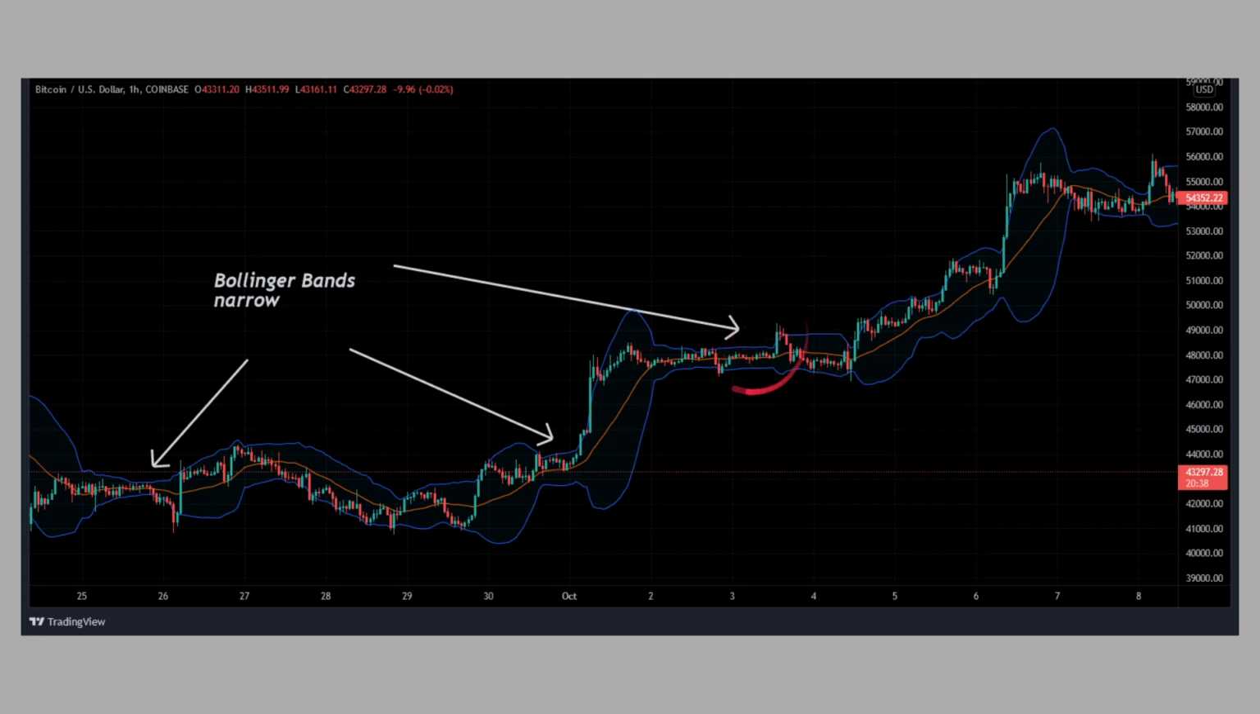And also here as well, this is another great opportunity. Bollinger Bands are narrowing. These constricting periods precede large moves either to the upside or the downside. Here we see it preceding an uptrend, a movement to the upside.